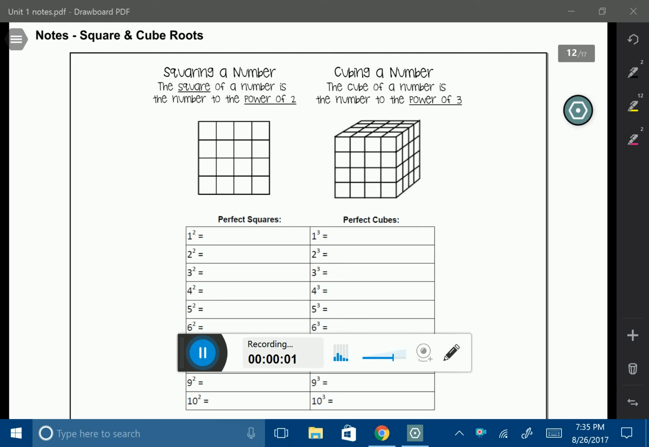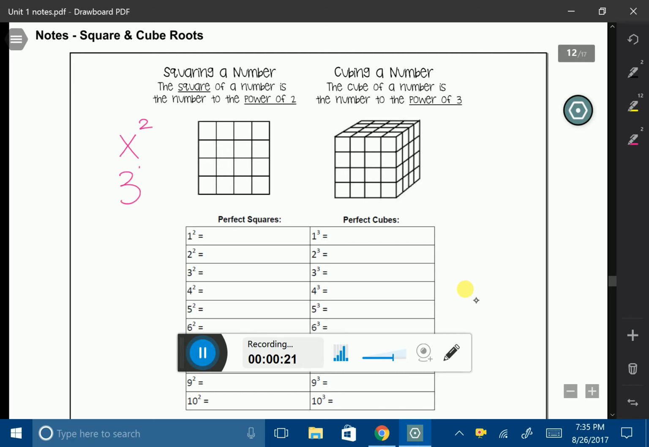In this lesson, we're going to talk about squaring a number and cubing a number. So let's first take a look at squaring a number and what that means. The square of a number is the number to the power of 2. So it's something like x squared or 3 squared, and it would look something like this: x squared or a number squared.